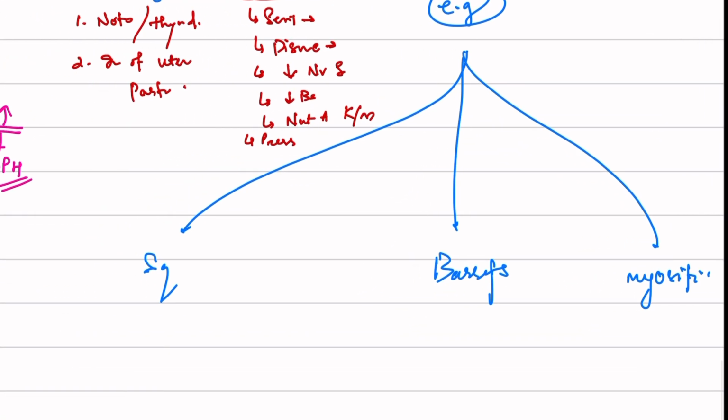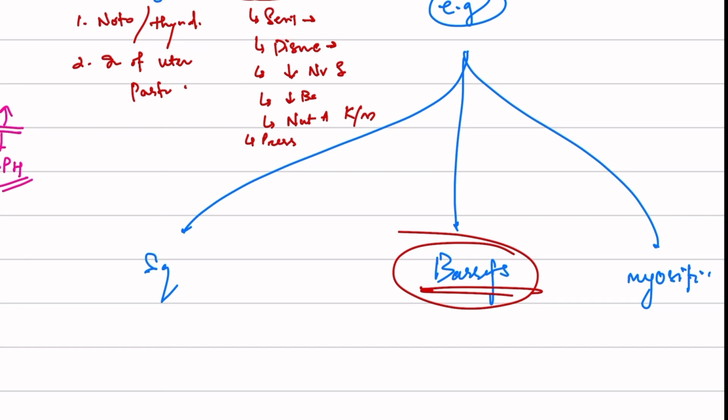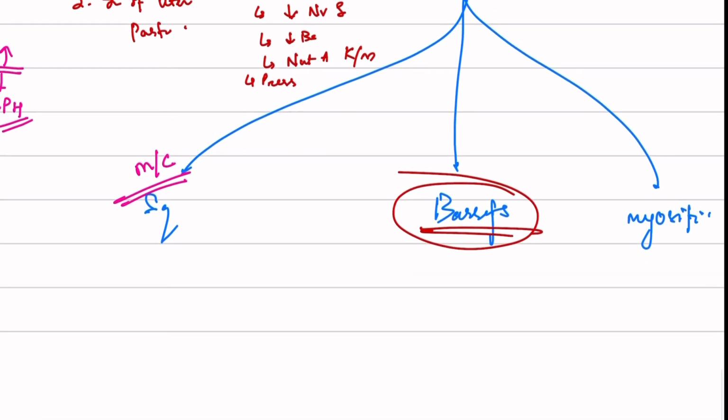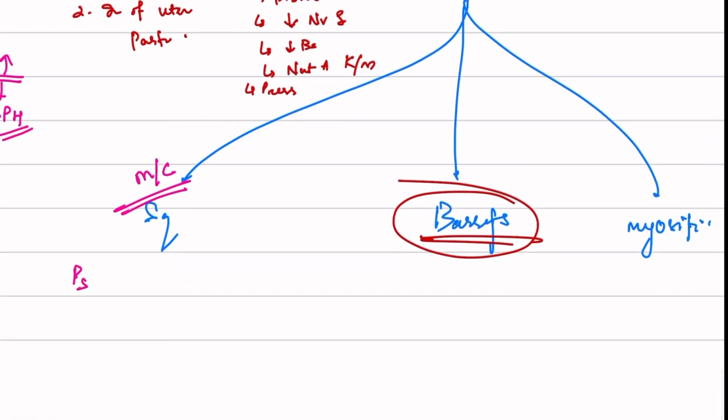Examples, three major examples, out of which Barrett's esophagus is most important, but the most common one is squamous metaplasia in the respiratory tract, in which pseudostratified ciliated columnar epithelium gets converted into stratified squamous epithelium. Now this is reversible. It happens in chronic smokers, and on cessation this condition gets reversed. There is an increased risk of infection because there is loss of the cilia.